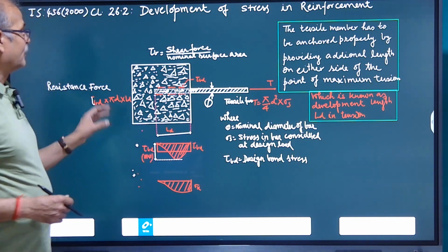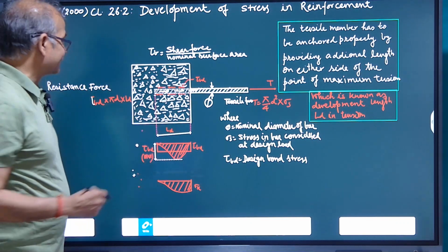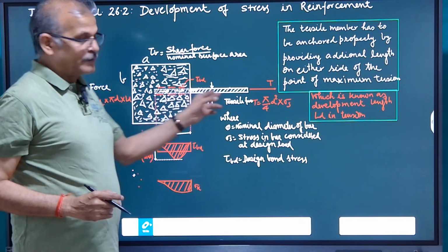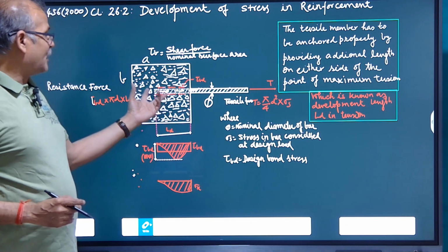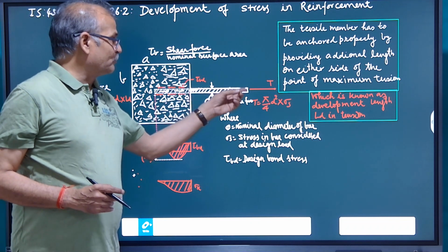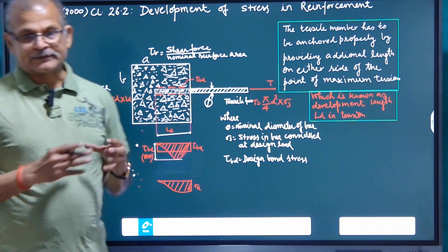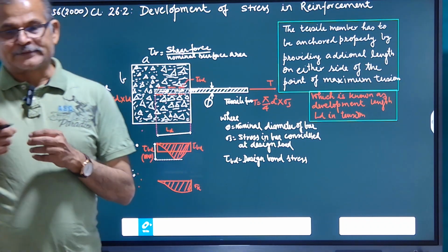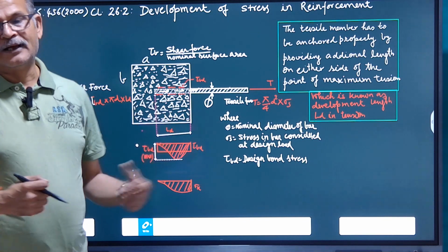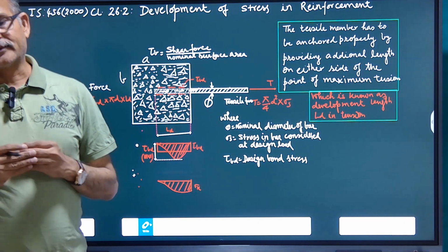So this is a concrete block of say dimension A into B, in which a steel member is embedded, anchored. So how much length is required, so that due to pulling force of T, this steel should not come out from this concrete. So the problem is how much tensile force is required to pull out this from the concrete, or we can say what is the balancing force between this, so that steel should not come out from the concrete.